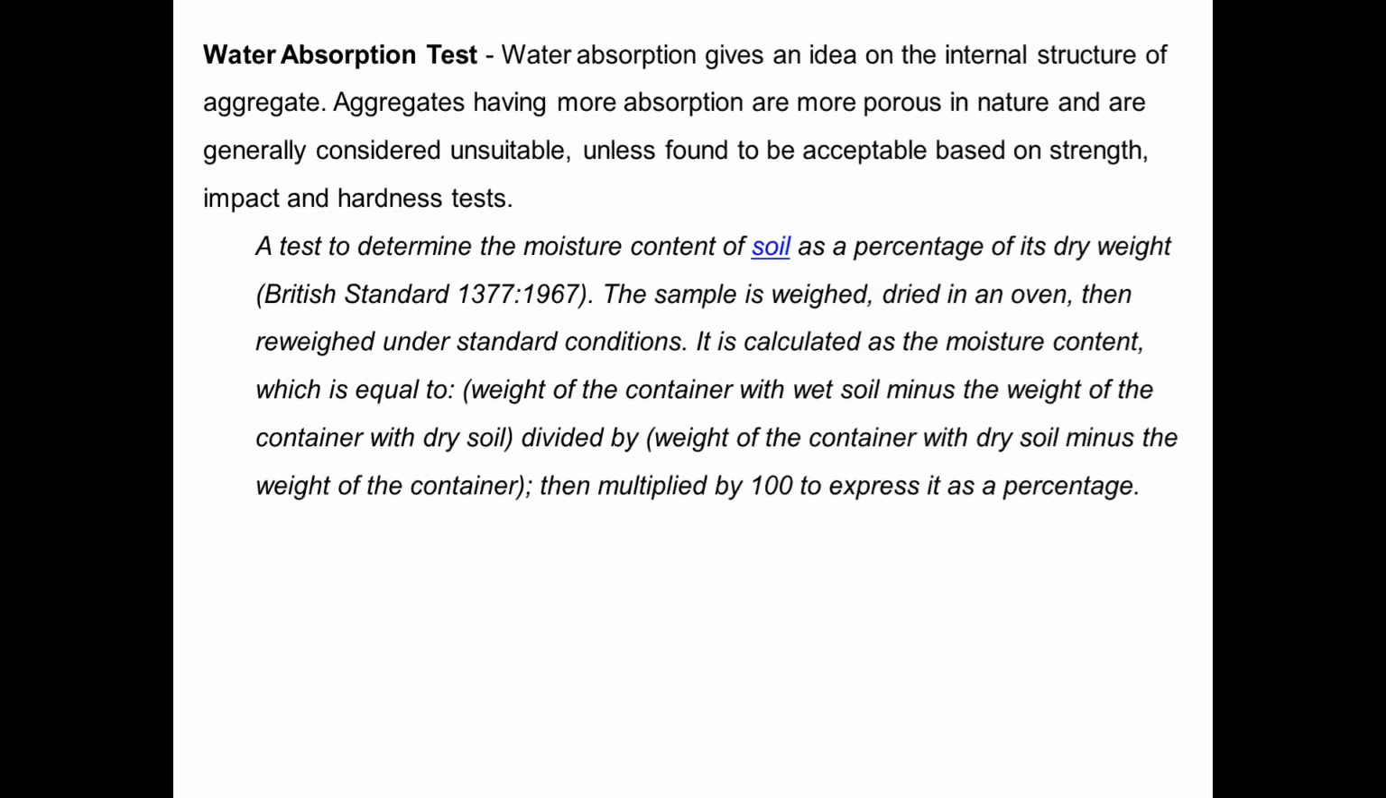A test to determine the moisture content of soil as a percentage of its dry weight, according to British Standard 1377, 1967: the sample is weighed, dried in an oven, then reweighed under standard conditions. It is calculated as the moisture content, which is equal to the weight of the container with wet soil minus the weight of the container with dry soil, divided by the weight of the container with dry soil minus the weight of the container, then multiplied by 100 to express it as a percentage.